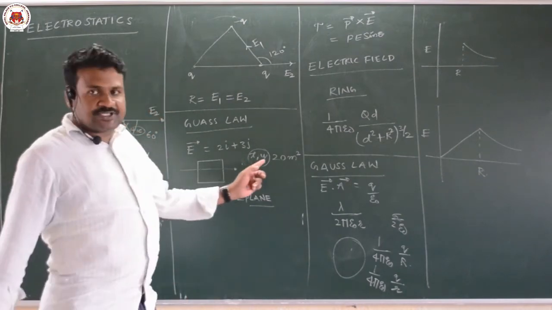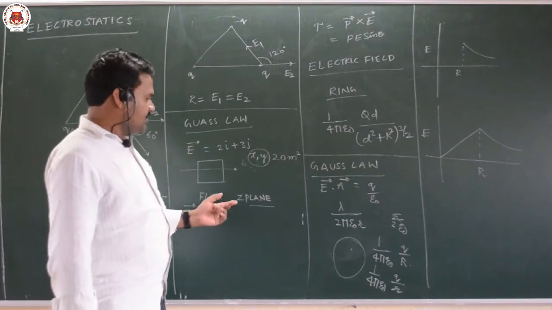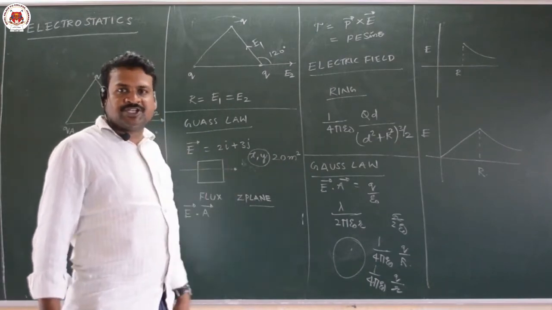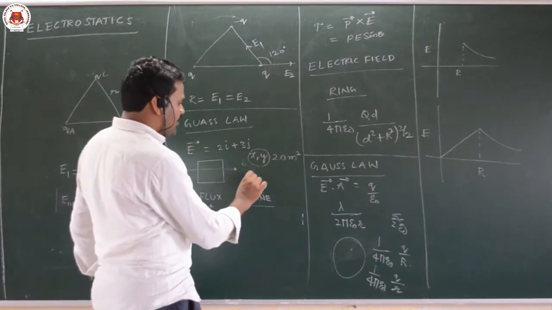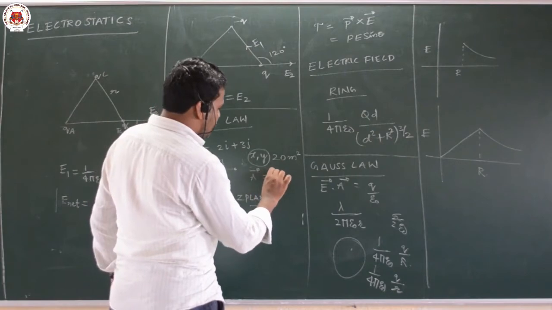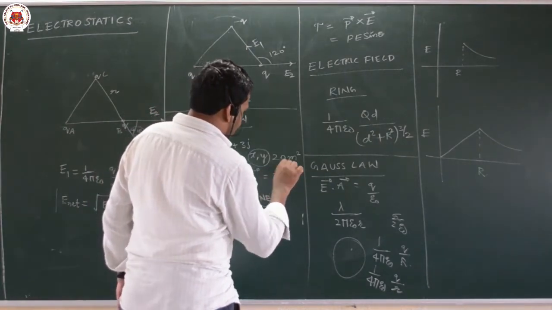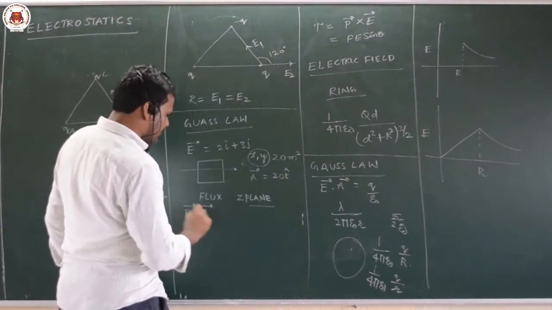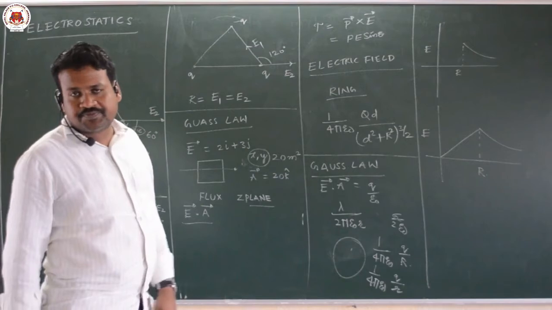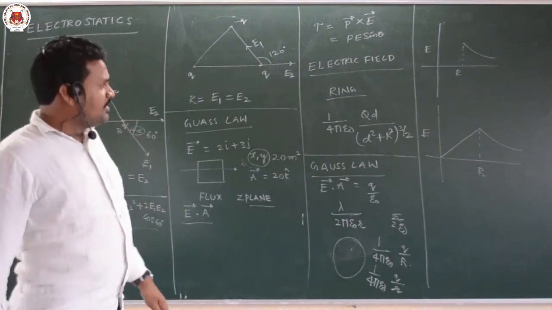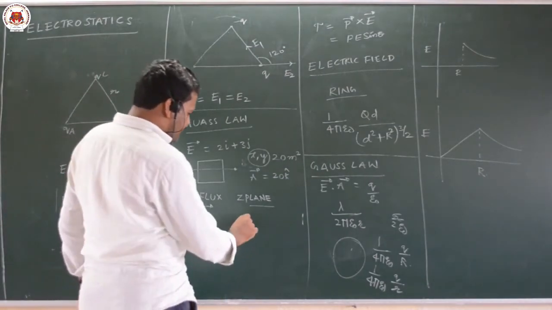If the area is present in the xy plane, the area vector will be present in the z direction. So the area vector A bar I can take as 20k. Then do the dot product, we will find the flux, you will get 0. This is the condition.